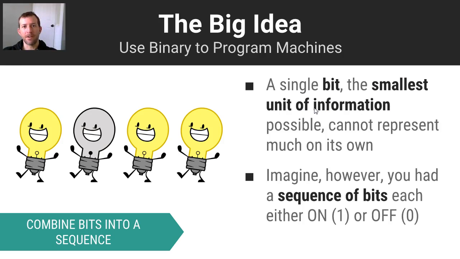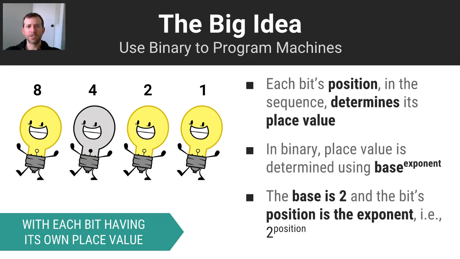Now, a bit by itself is not very helpful, but when you string a bunch of bits together, you can represent almost any kind of information. So the idea is, inside the computer, we want to combine these bits, these 0 or 1 values, into a big sequence that then can represent something much more meaningful. To demonstrate this concept, let's start with 4 happy bits.